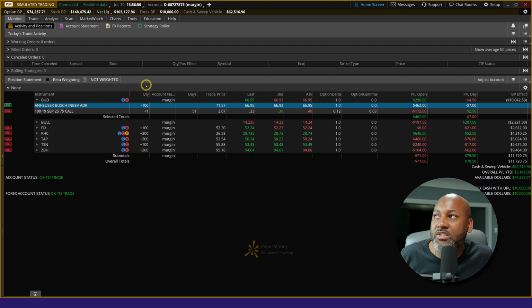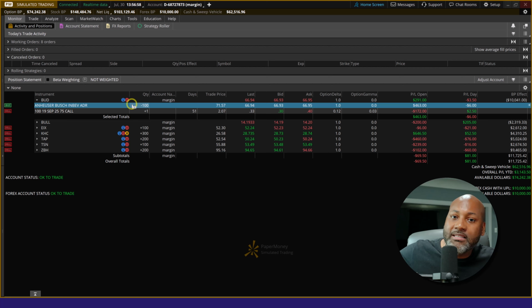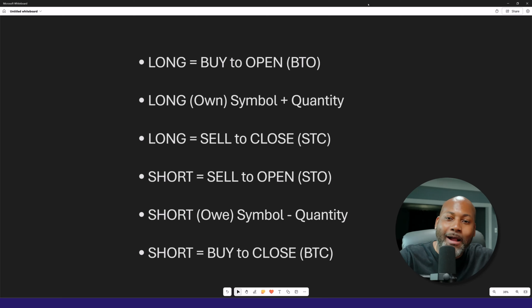In the column where it says quantity, it says -100. And the minus tells you that I'm short that position. What that means is that I sold shares. So you can open a position by selling, or you can open a position by buying. Now, this is where a lot of people get confused and they get lost. So it's common knowledge about the buy low, sell high philosophy and strategy in the market. But that's not the only way to make a profit in the market.